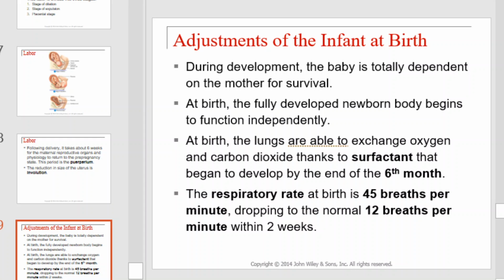Adjustments of the infant at birth. During development, the baby is totally dependent on the mother for survival. At birth, the fully developed newborn body begins to function independently. At birth, the lungs are able to exchange oxygen and carbon dioxide thanks to surfactant that began to develop by the end of the 6th month.